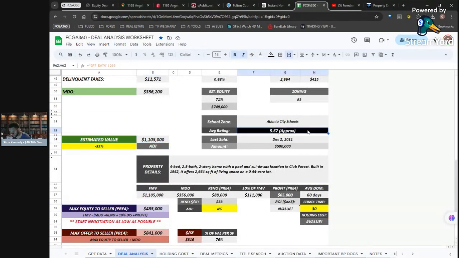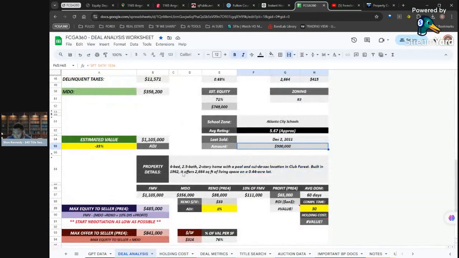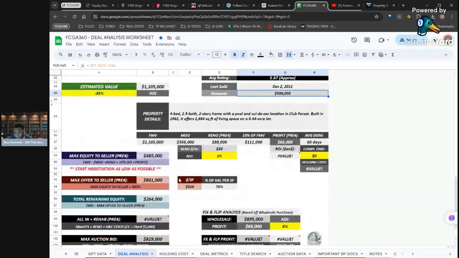Average school zones in Atlanta, and like I said, last sold for $500,000 in 2011. They put the 20% down. Why their loan was $400,000. 4-bed, 2.5 bathrooms, 2-story home with a pool, cul-de-sac location in Club Forest. Built in 1962, it offers 2,664 square feet of living space on a little less than a half an acre lot.